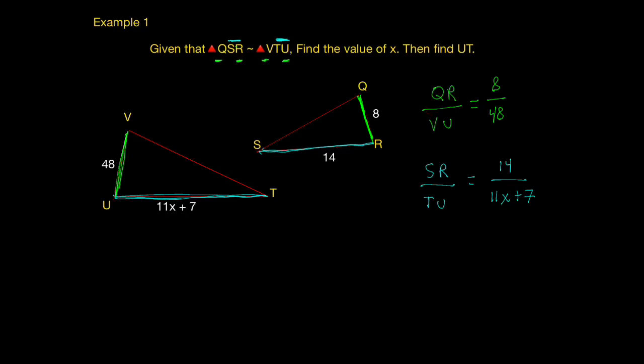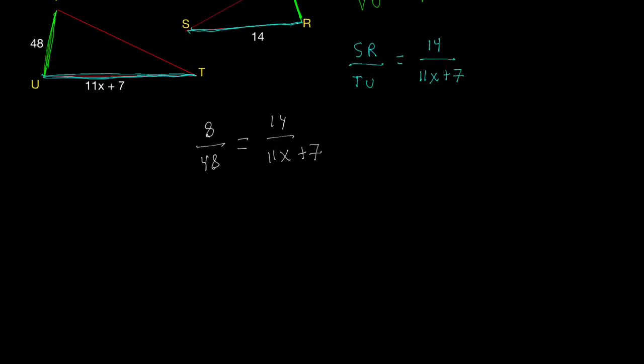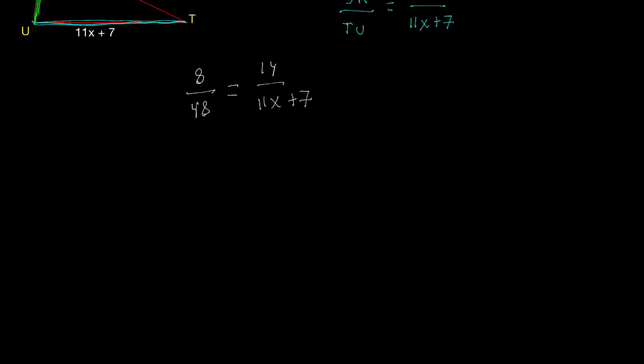Now we need to solve for x, and here's the strategy. Since the triangles are similar, we know that corresponding sides are proportional, which means that these two ratios must equal each other. So now we're going to set them equal to each other. We have 8 over 48, and that must equal 14 over 11x plus 7. We have a proportion, and now we're in business because we learned a strategy on how to solve proportions a couple lessons or maybe 3 lessons ago, and here we're going to use that cross multiplication.